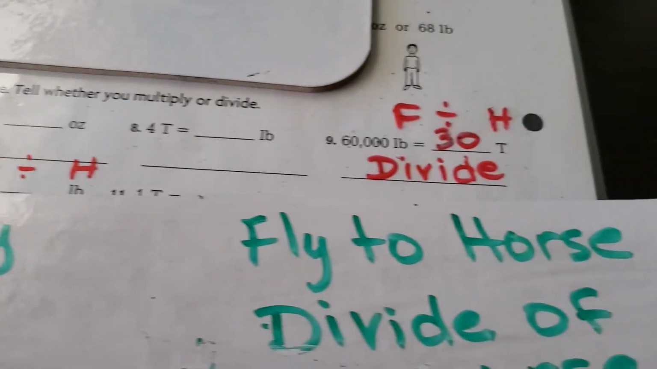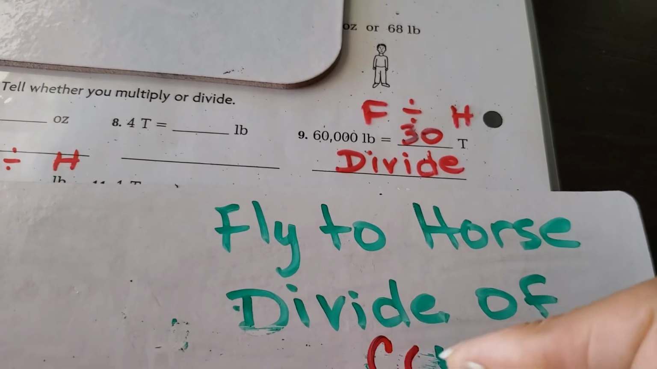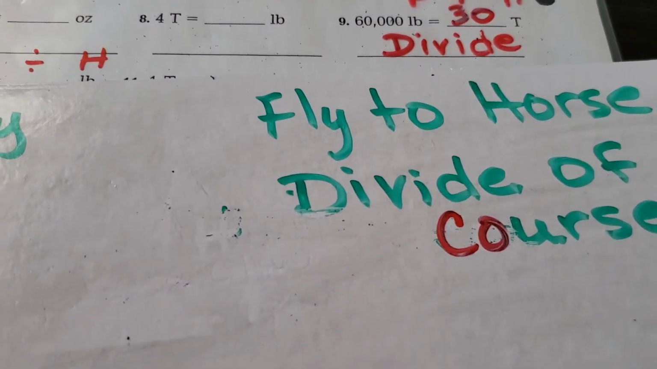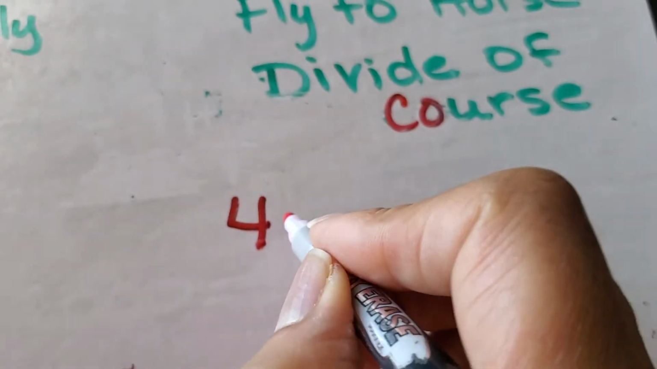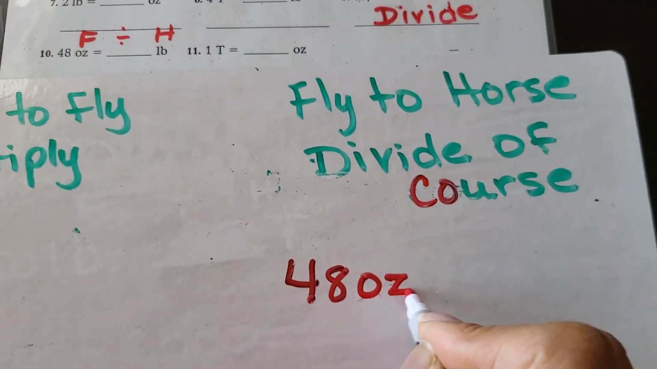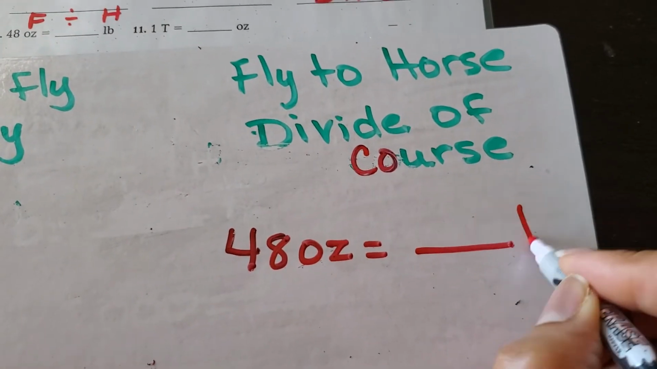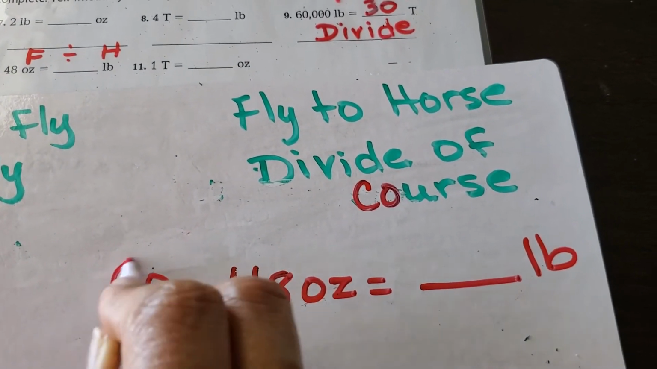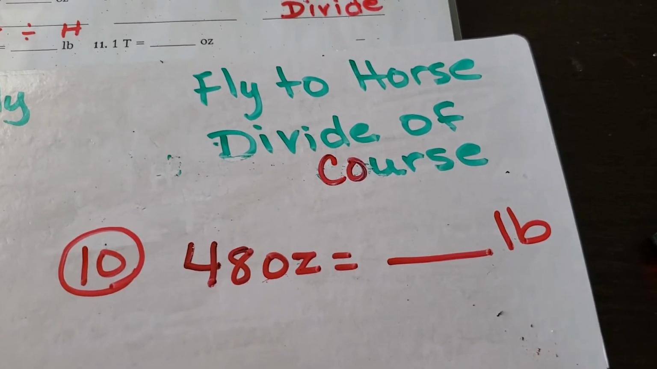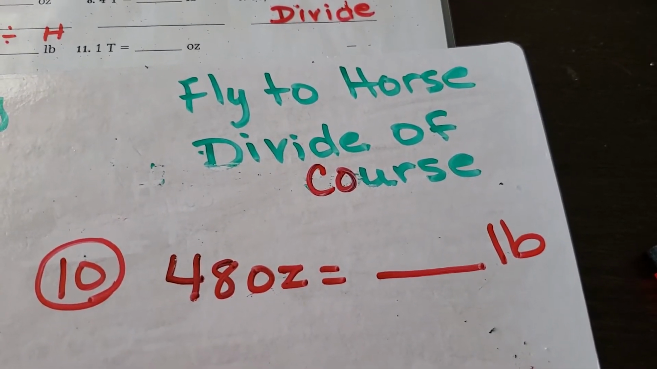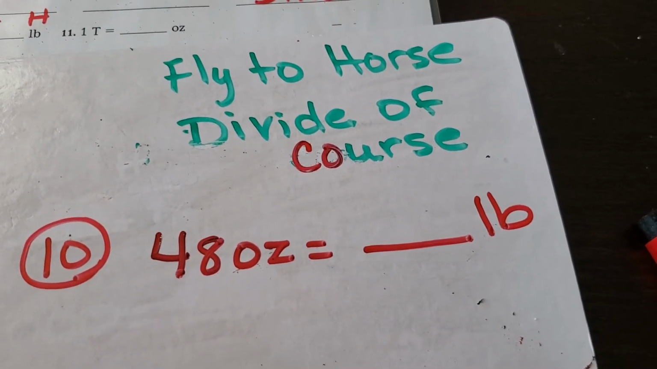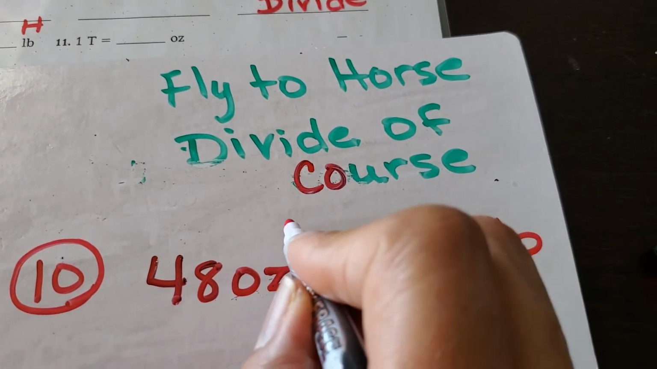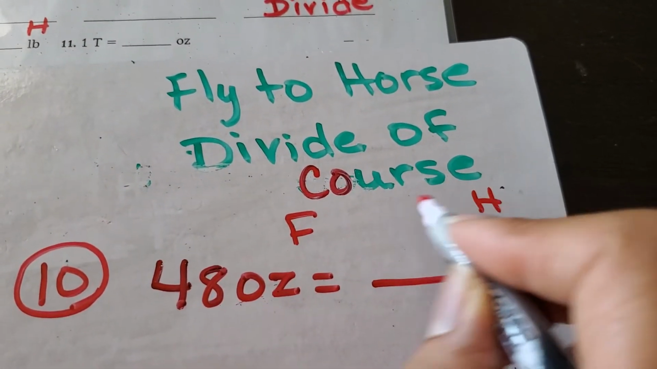Okay, so we're doing fly to horse, what? Divide, of course. All right, so now I'm going to rewrite the problem. Right here, it is 48 ounces equals how many pounds? And this is problem number 10. 48 ounces equals how many pounds? All right, now we're going from ounces to pounds, and we saw that there were in our chart 16 ounces in 1 pound, right? So remember, we're going from fly to horse, what?